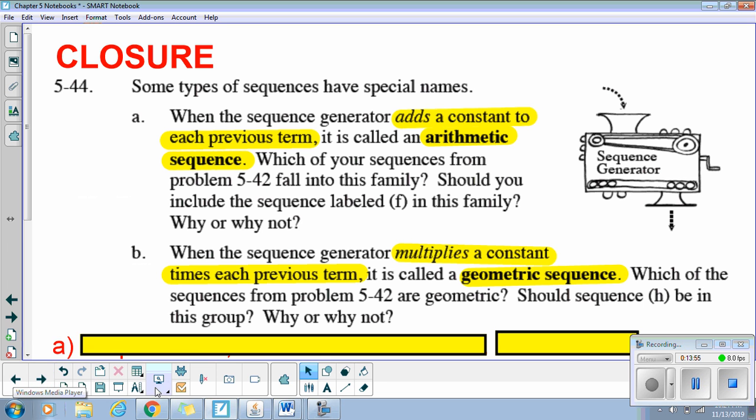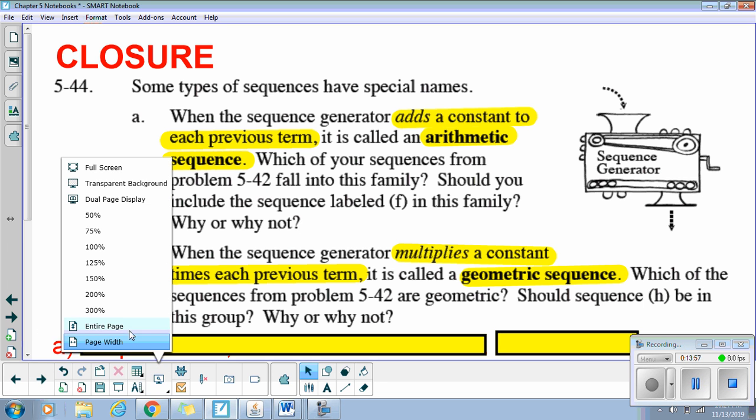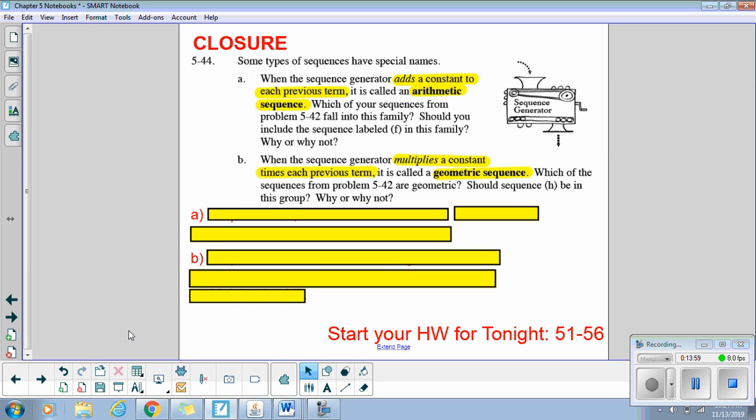Okay, so we are on to the last question for today. All right, so with this question, 44, it says, some types of sequences have special names. What I have highlighted in parts A and B needs to be written down in your math notebooks. These are definitions for 2 types of sequences that we are going to continue to look at throughout this chapter, and again later on in this course.